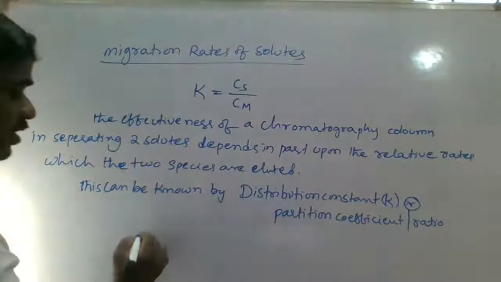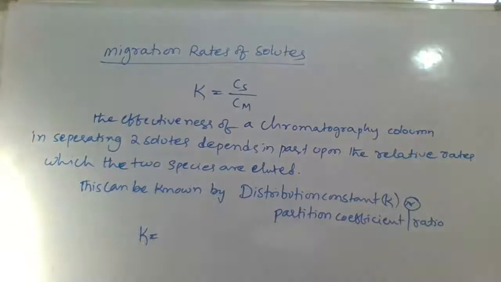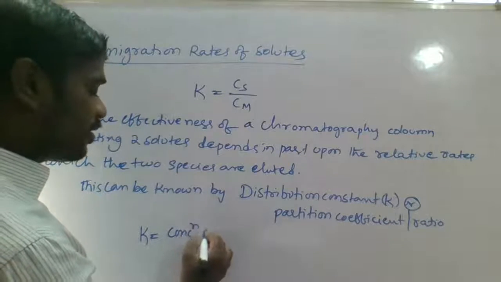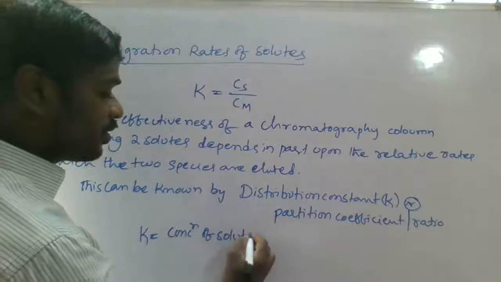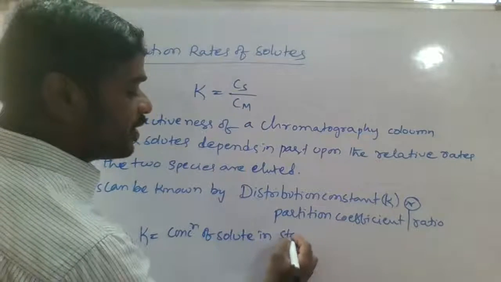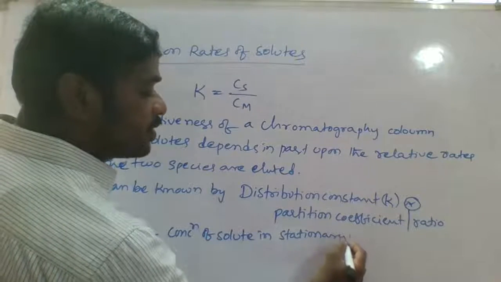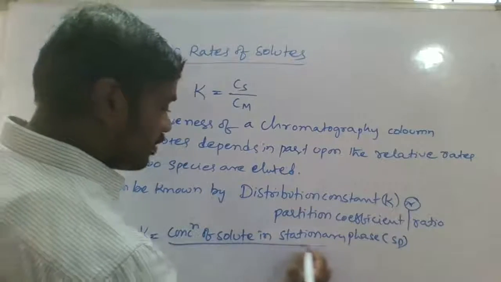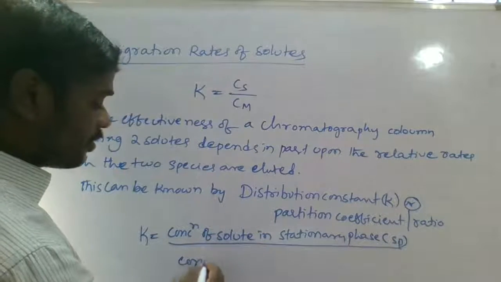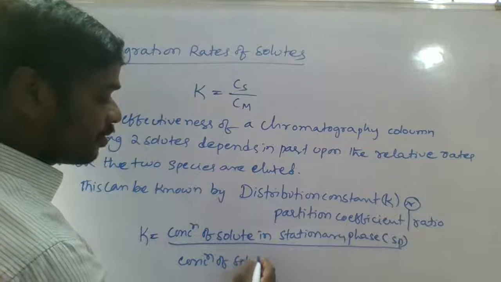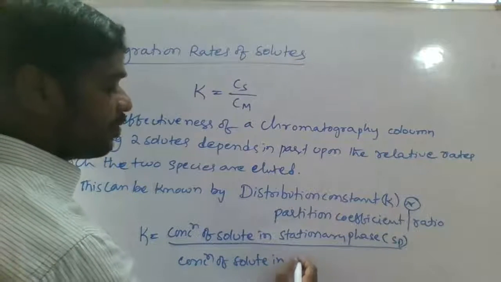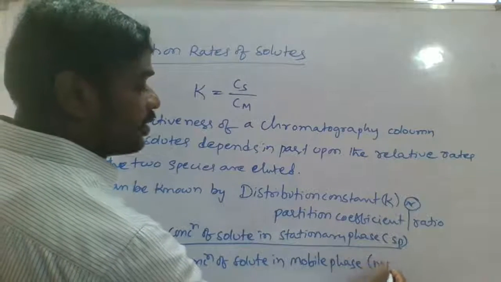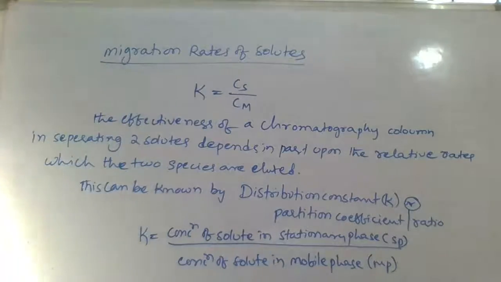So partition coefficient or distribution coefficient K is equal to the concentration of solute in the stationary phase (SP) divided by the concentration of solute in the mobile phase (MP).